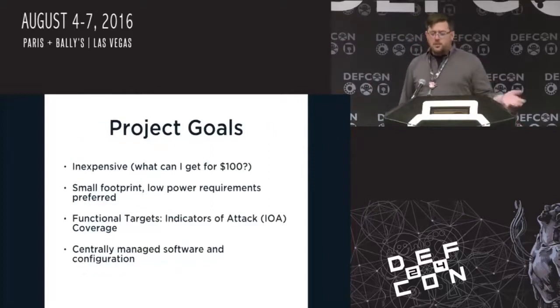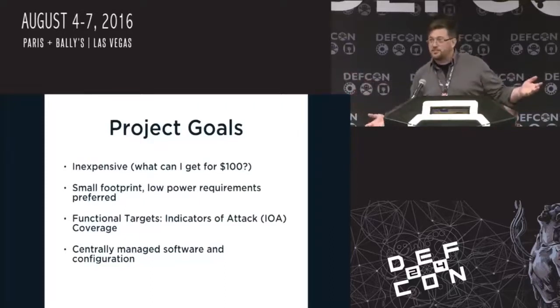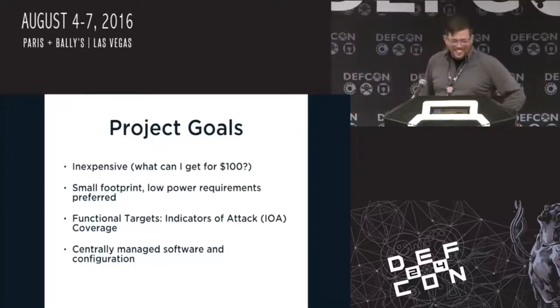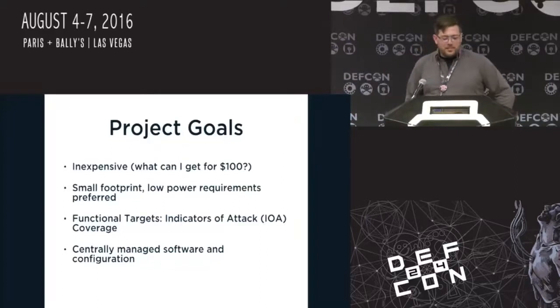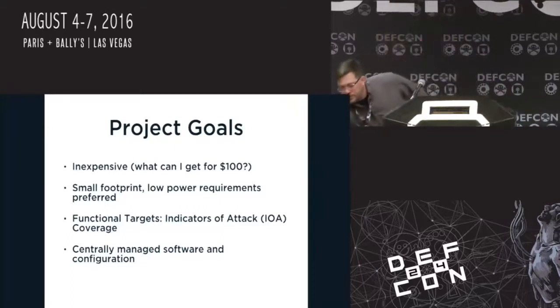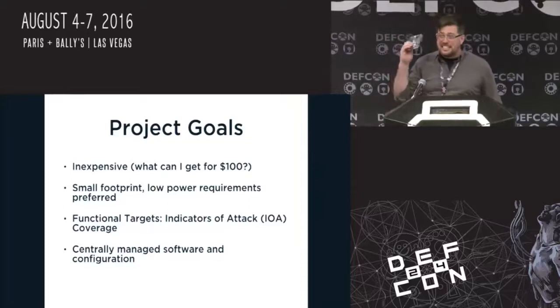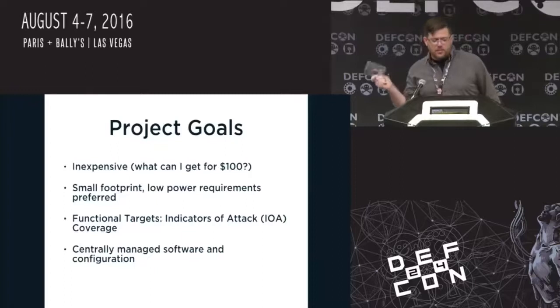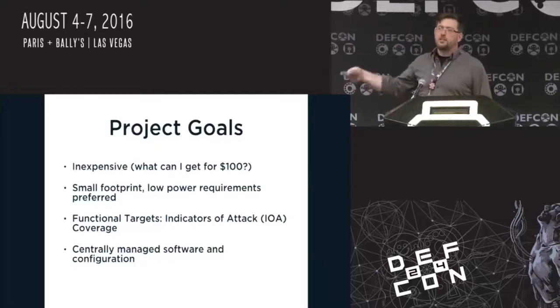The original project goals. It's Vegas. I think it's okay to ask for what you can get for $100. So that was the goal: see if I can get the target price under $100 for the first iteration. I wanted a low footprint. For the raw materials, I wanted it to be at least as small as this. And for functional targets, I wanted to be able to pretty much use the indicators of attack as a metric on whether or not I would be successful detecting rogue BTSs.